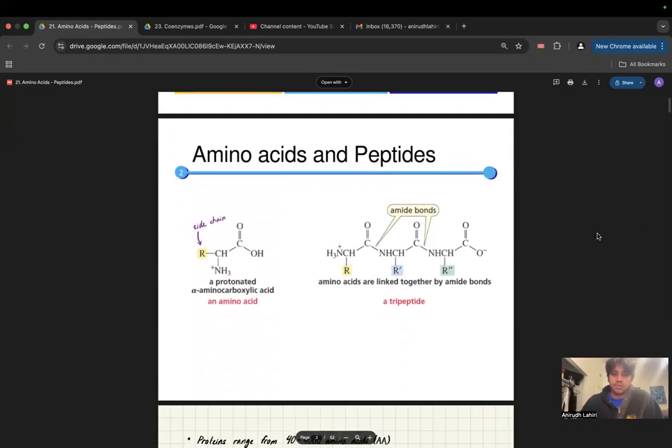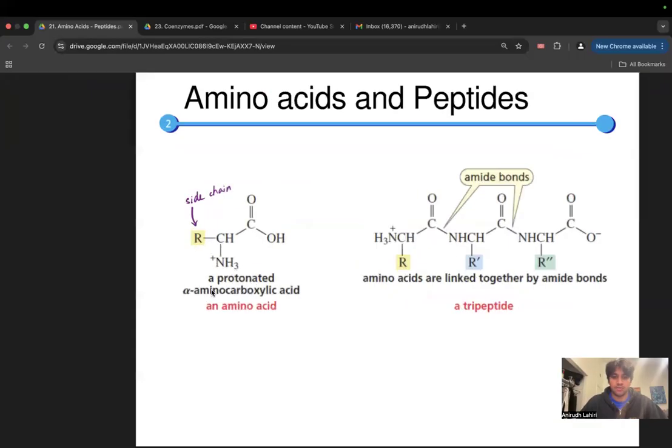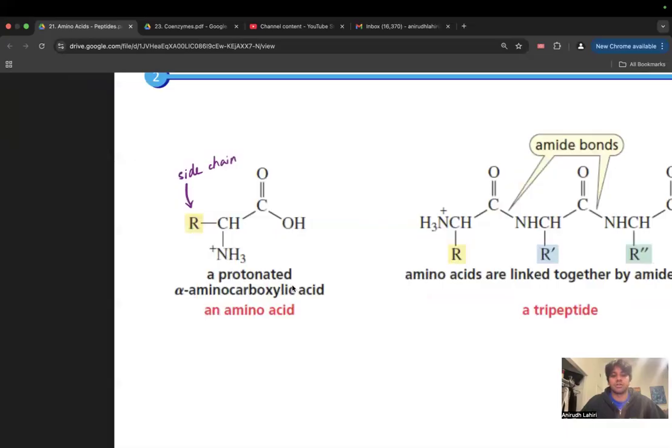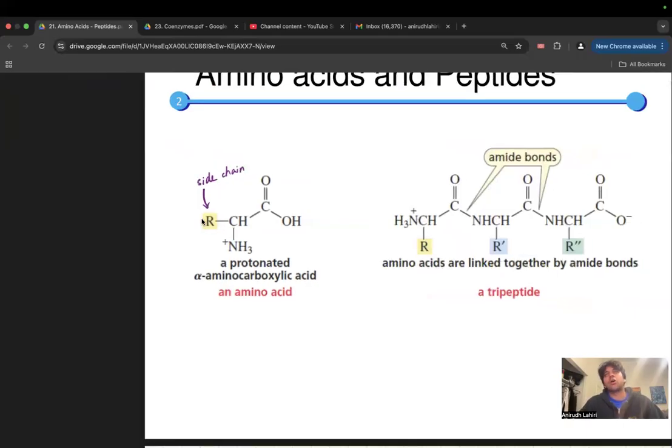Okay, amino acids and peptides. So, an amino acid is something of the form where we have a carbonyl and directly attached to it, we have an OH, so a carboxylic acid, and we have an NH3 that's connected alpha to the carbon of the carboxylic acid. So we have an alpha amino carboxylic acid, right? Amino group. This is the alpha carbon connected to the carboxylic acid. And we have this R. This R is the side chain. It's the thing that's variable.